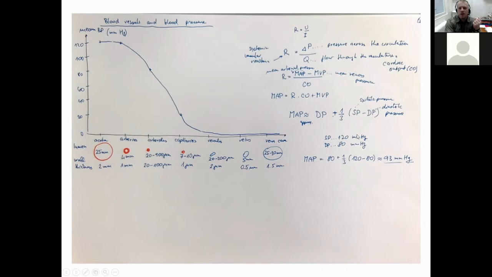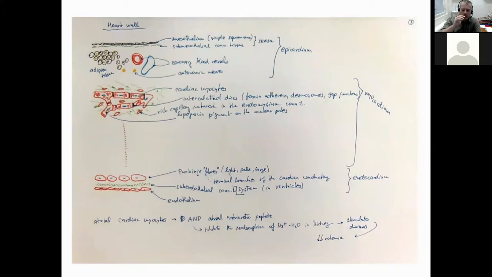So if you have a systolic pressure of 120 and a diastolic pressure of 80 millimeters of mercury, you can calculate that your mean arterial pressure would be approximately 93 millimeters of mercury. And that corresponds to the optimum quality of perfusion of the human organs. You will hear about that in much more detail in physiology, but I will call your attention to this point once explaining the difference in the histology of muscular versus elastic arteries.